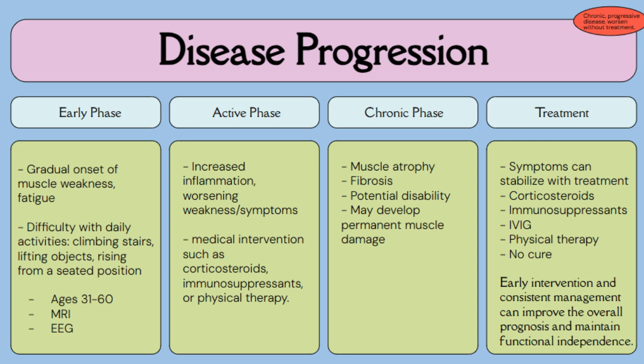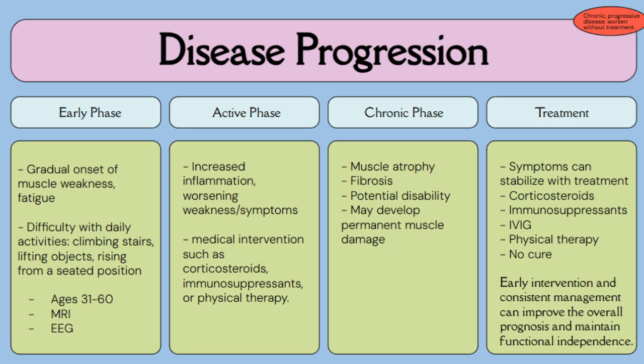muscle weakness or fatigue. Individuals within the active phase of PM have an increase in inflammation and worsening muscle weakness or symptoms. Individuals can receive medical interventions such as corticosteroids, which can reduce inflammation, immunosuppressants, which can reduce the immune system response, or physical therapy to help reduce the atrophy of muscles. The chronic or late phase of the disease causes many physiological disruptions within the body, such as muscle atrophy, fibrosis, permanent muscle damage, or in severe cases, potential disability.